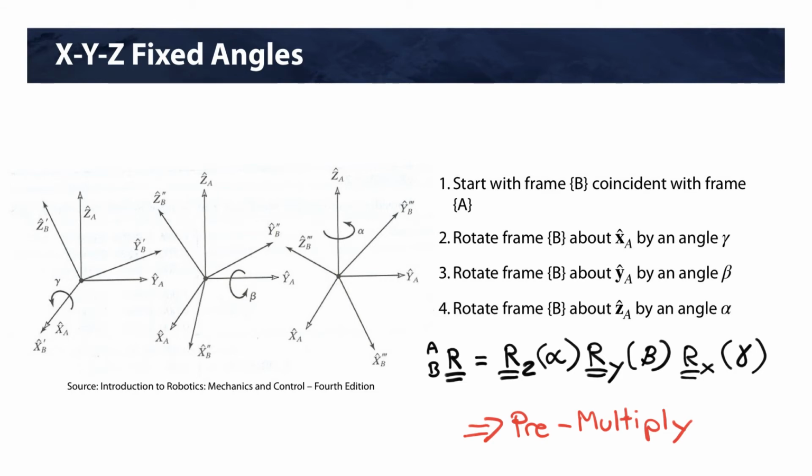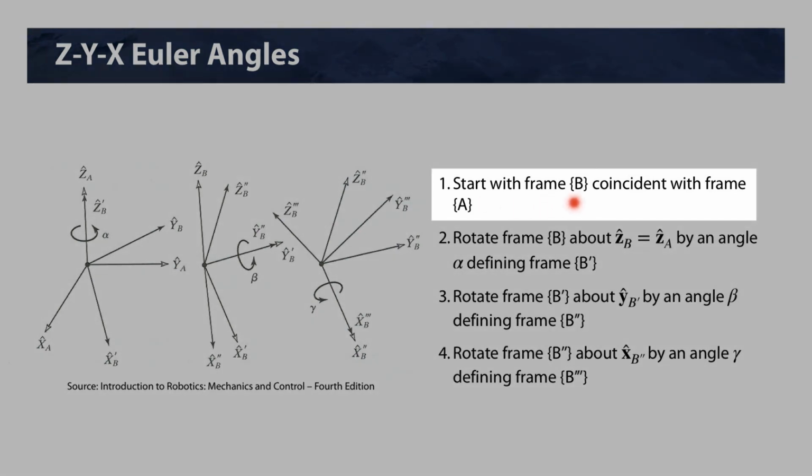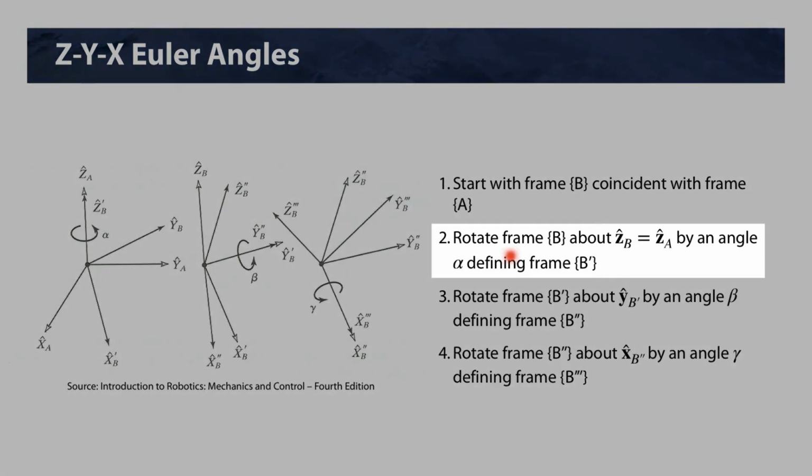That differs from Euler angles. So let's look at an example of Euler angles. In this case, we're going to look at Z, Y, X Euler angles. But just like for fixed angles, we can have different combinations. We could have X, Y, Z Euler angles and others as well. In Euler angles, again, we start like we did for fixed angles, with frame B coincident with frame A. Now we're first going to rotate frame B about the ZB axis, which in this case is equivalent to ZA because those two frames are initially coincident, by an angle alpha.